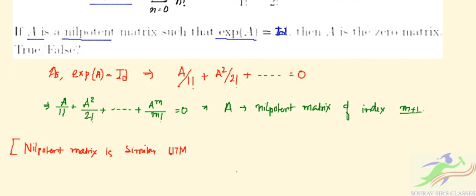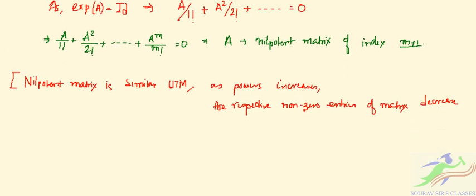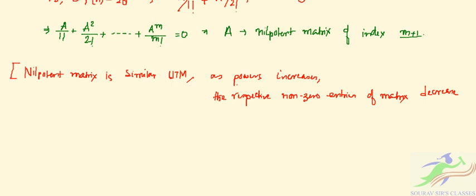So you will see what happens: as the power increases, the respective non-zero entries of the matrix decrease. So let us see how it is happening.